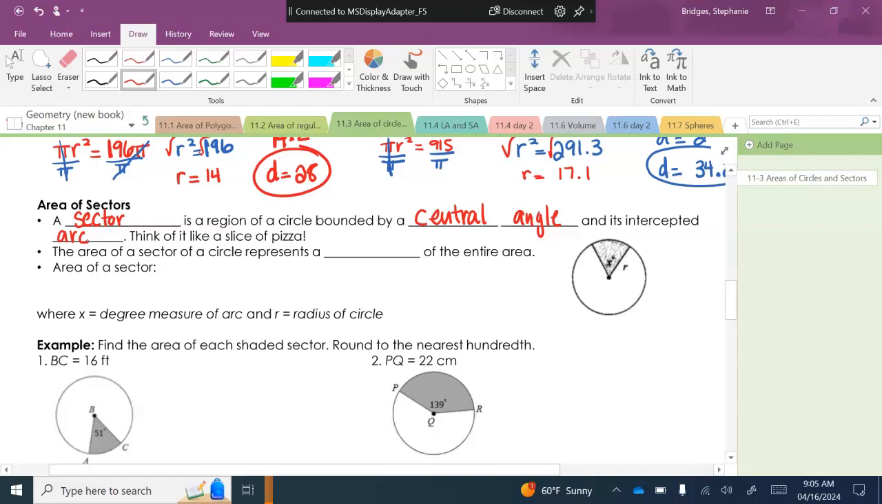Okay, and it says, think of a slice of pizza. Here's my pizza. Everybody see my pizza? This is my central angle. The crust is my arc. Okay, so those are the parts that we're referring to. Most of us eat it with the skinny part first. So you eat the central angle, right? The crust, the dipping stuff we dip in our sauces, is our arc. Everybody understand what I'm talking about?